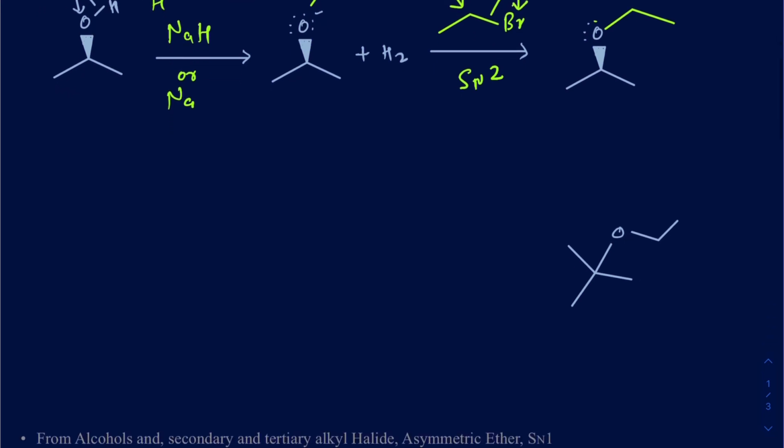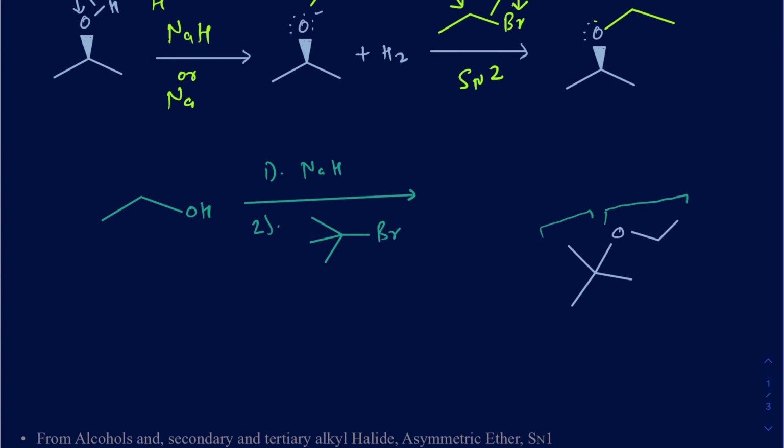So let's look at an example. Let's suppose I'm trying to make this particular ether here. What are two possible ways you think of? One of the ways is not going to be good enough for making this particular ether. So think of this way. Suppose I start out with this, and in the first step I'm going to use NaH, and then in the second step I'm going to use this tertiary alkyl halide here. And then the question would be, are you going to get this particular product?